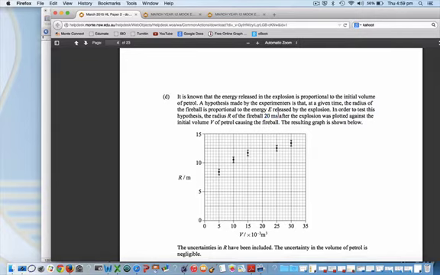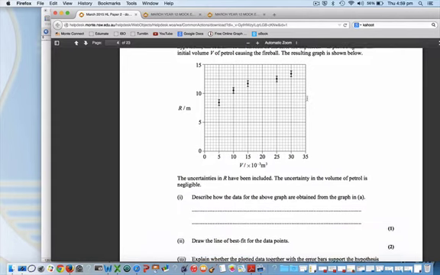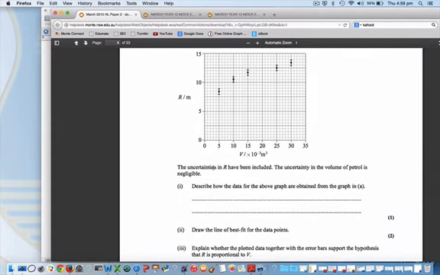Okay, so we've got a number that's been given here. This is where you really need to read the question carefully. It's sometimes hard to notice the relevant information here, but there's a number that's been given there, so that should hopefully stand out to you. It's a time, okay, milliseconds. There's no time on this graph. Well, let's read on and see how we might include that time. The uncertainties in R have been included now. The uncertainty in the volume of petrol is negligible. Describe how the data for the above graph are obtained from the graph in A.